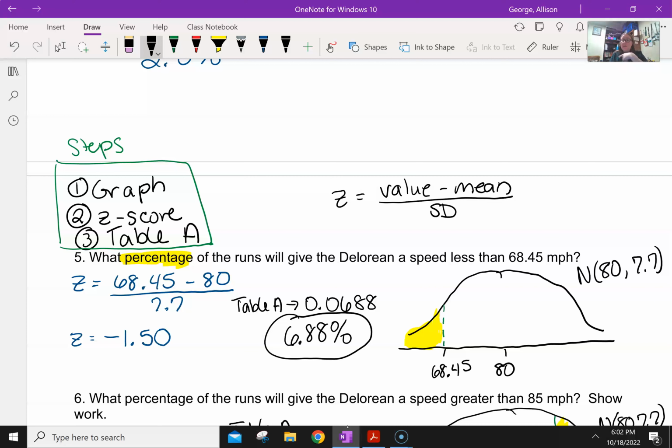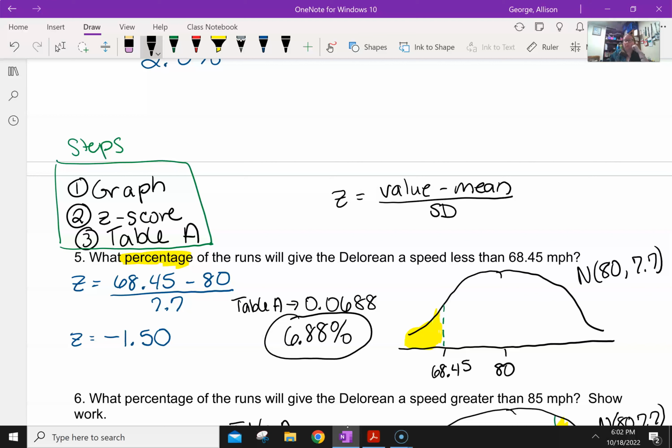The nice thing about working these problems is you can stop and kind of do a reality check. Does this make sense? So if I look at my shaded area on my graph, yeah, that looks like about 7% of the data. That seems like it makes sense. If I had something that was like 94%, I might be like, that's way too big. But it gives you an idea.